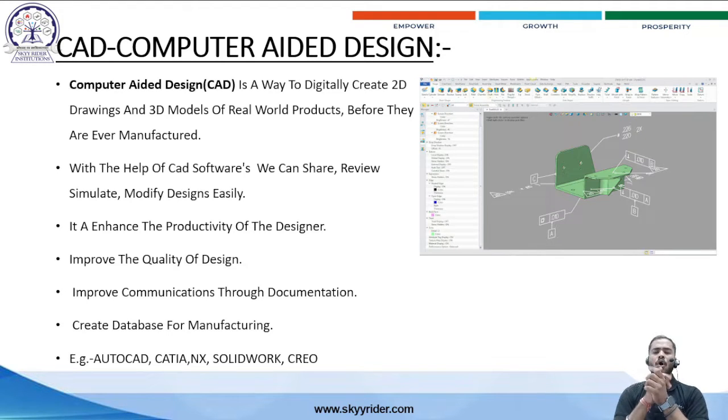Computer aided design, or we can say CAD. First we will be learning about CAD, which is called computer aided design. It is a way to digitally create 2D drawings and 3D models of real world products before they are ever manufactured, or we can also reverse engineer any product, so that we get a desired product of our own or a new product.